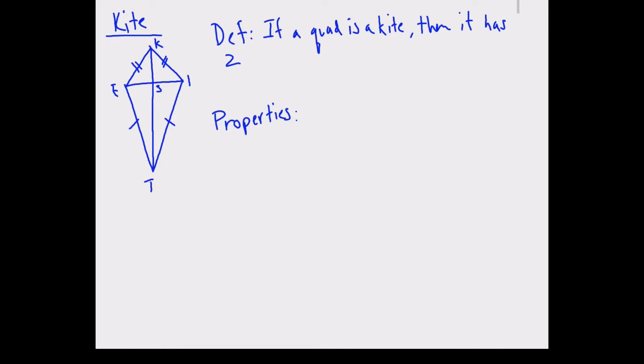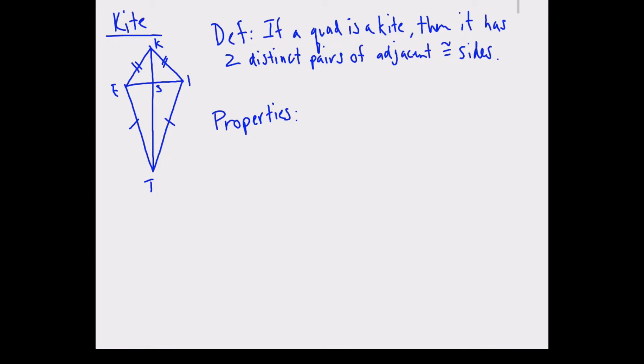We're going to use the word distinct. Two distinct pairs of adjacent congruent sides. Distinct pairs means there's two pairs and each pair is separate from the other so that we don't have any overlap. Because like she said, if we just use the word adjacent, then KI would be congruent to KE, but KI would also be congruent to IT, and that doesn't work. Because then we end up with a rhombus, and we don't want a rhombus.